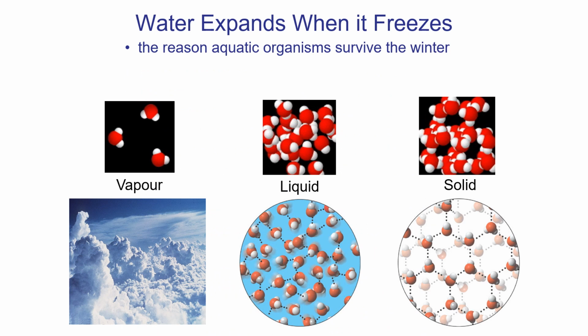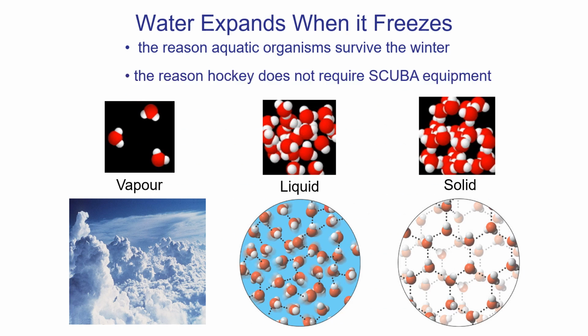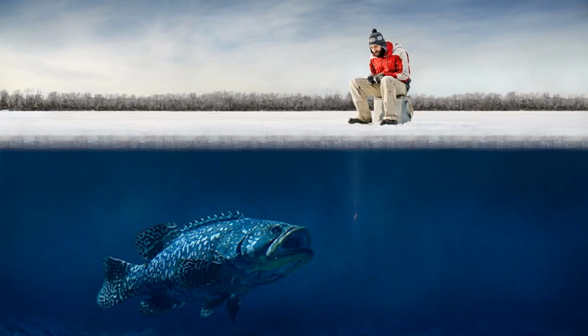So it's nice that things work this way. Otherwise, everything that lived in a pond or a lake would probably be killed over the winter. And it's also the reason you don't need scuba equipment to play hockey. Yeah, if this wasn't the case and water behaved like mercury, the fish would be up the top and this poor guy and the ice would be at the bottom.